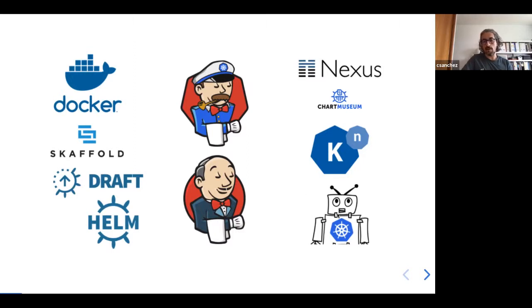And the last logo here is Prow. It's a project that comes from the Kubernetes ecosystem. It's a chatbot that allows you to interact with Jenkins X through GitHub pull requests. And I'll show you this in just a second.